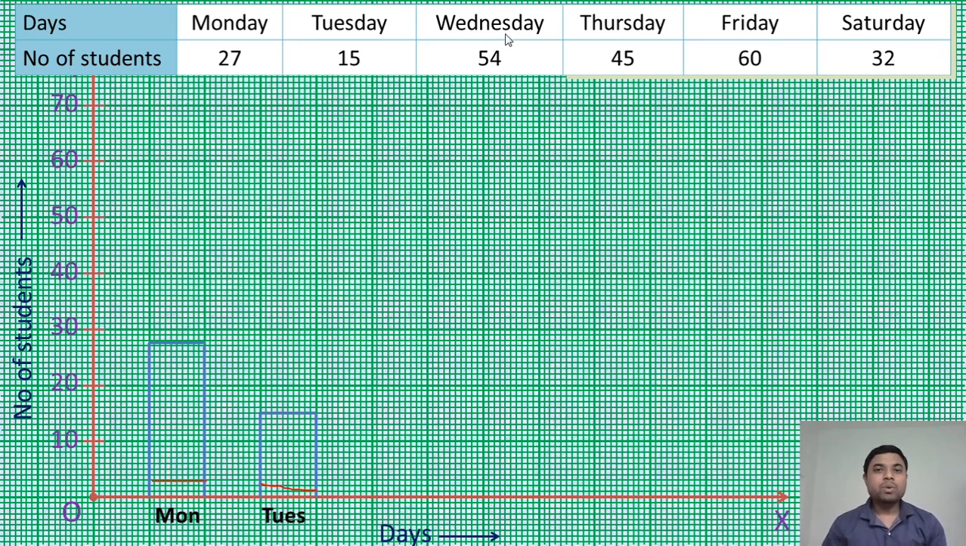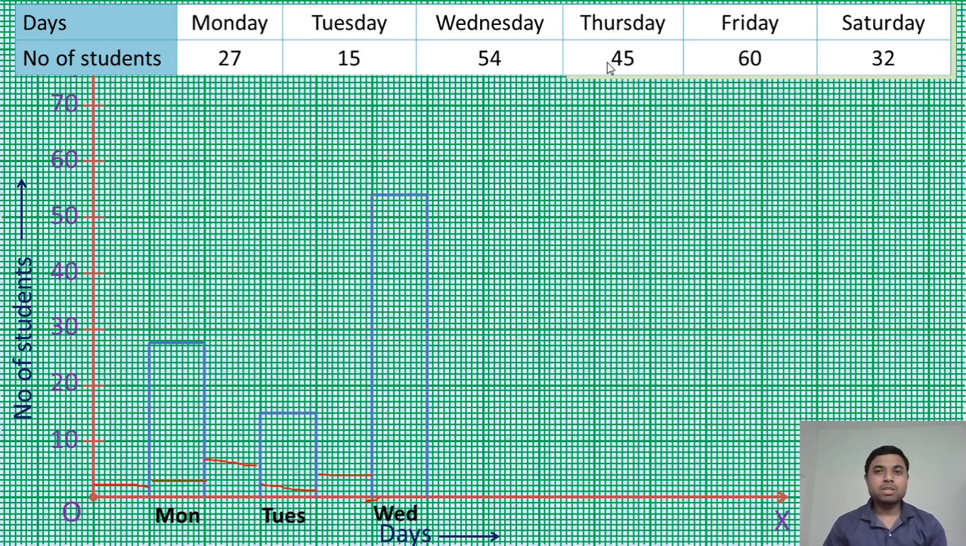Similarly, Wednesday 54. When you draw 54, see the gap between two bars, and keep the same gap here. From here count 54. Here 40, 50, then 1, 2, 3, 4. Draw this, and at the same distance draw another. Now join. Is it clear? Dear students, now write this is for Wednesday.